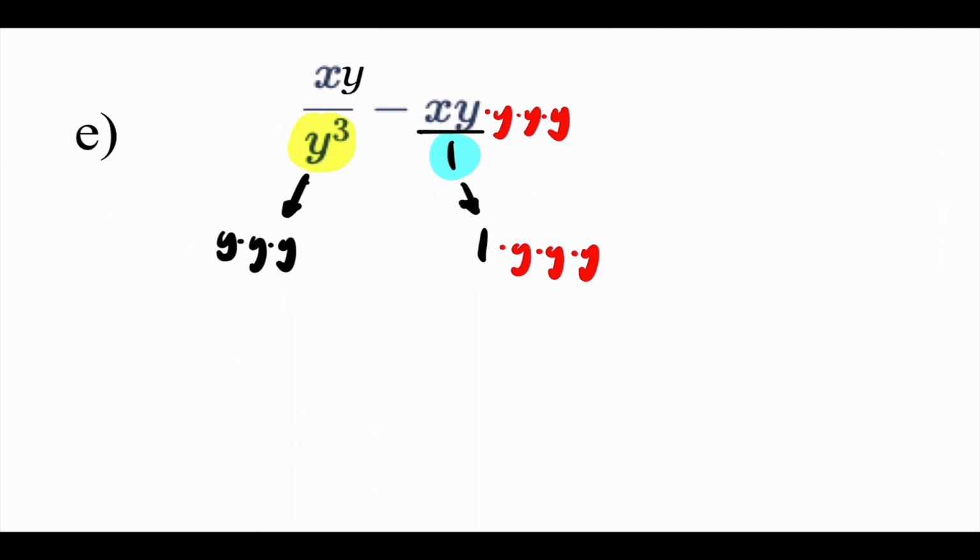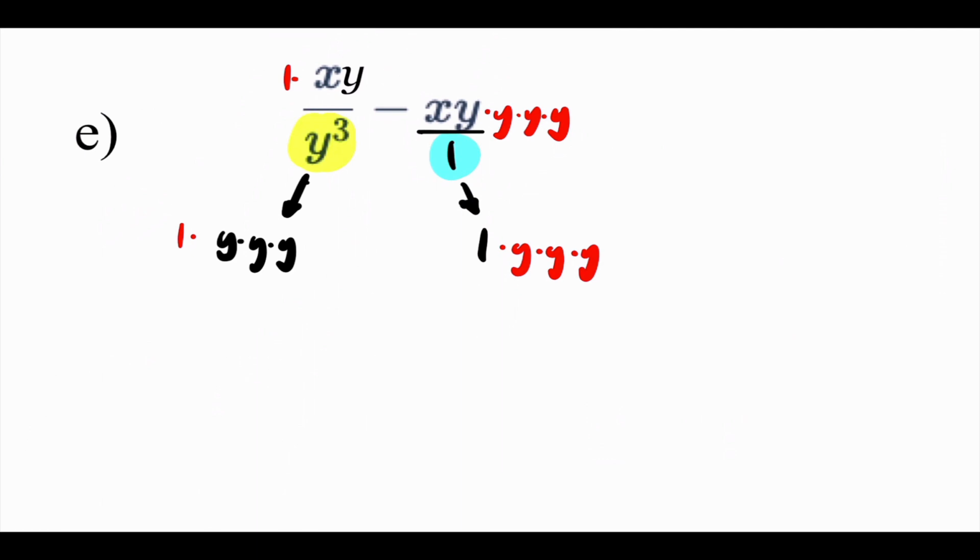Is the first guy missing anything? A 1, right? Does it matter if I put the 1 there? If I multiply times 1, does it change anything? No. So if you want to put the 1 there, go for it. It doesn't change anything, but you don't need it.